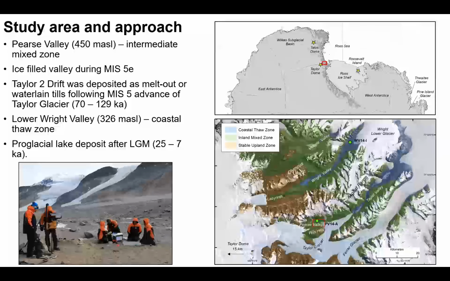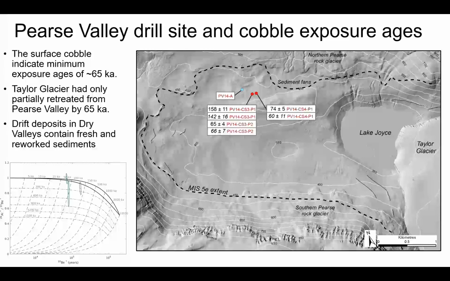So the Pierce Valley drill site is the blue dot here. We collected a 3-meter long permafrost core, as well as a series of surface exposure samples, and the context around exposure dating has been nicely talked about by the previous presenters, so I won't get into that. But we have a series of cobble granite samples which reveal minimum exposure ages of 65,000 years, which suggests that this lobe of Taylor Glacier, which had extended out during MIS 5E, was still retreating during MIS 5A.